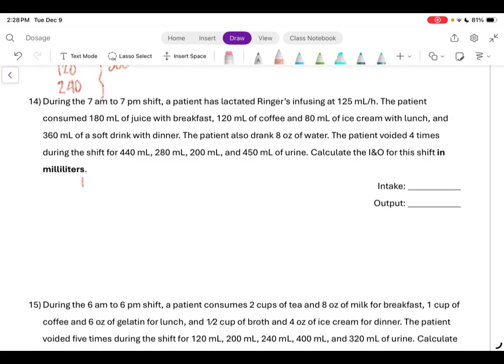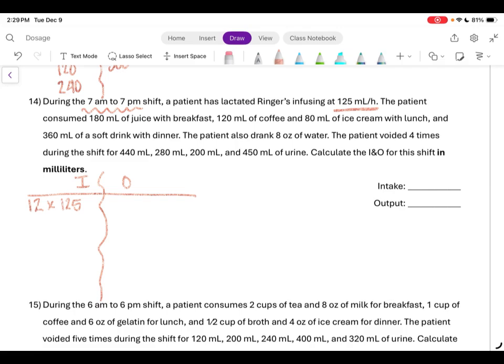Again, I'm just gonna start exactly the same way with my table. Okay. Looks like this patient has some fluids running, so I'm gonna write 125. And I'm gonna write 12 because this is a 12-hour shift, right? We're working 7 a.m. to 7 p.m. And this is running continuously, right? And there's nothing in the problem that tells us that it was stopped at any point. So we're just gonna assume that it ran for the whole shift, okay? That's part of our intake.